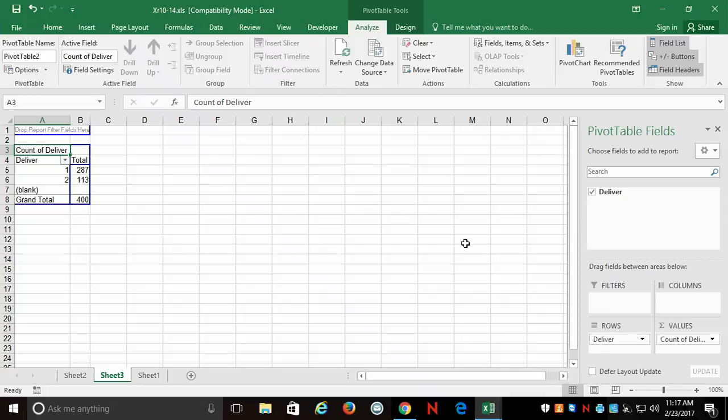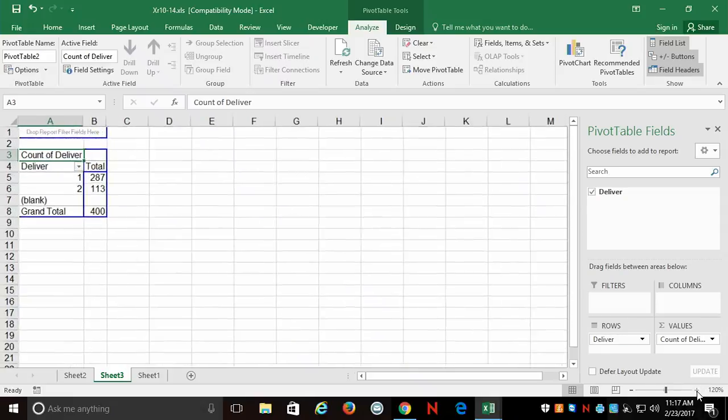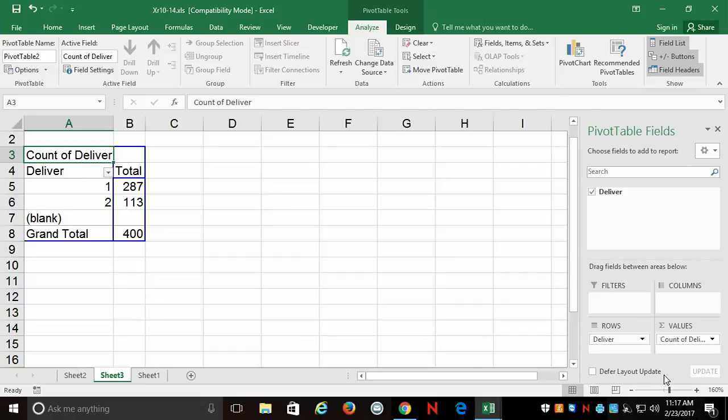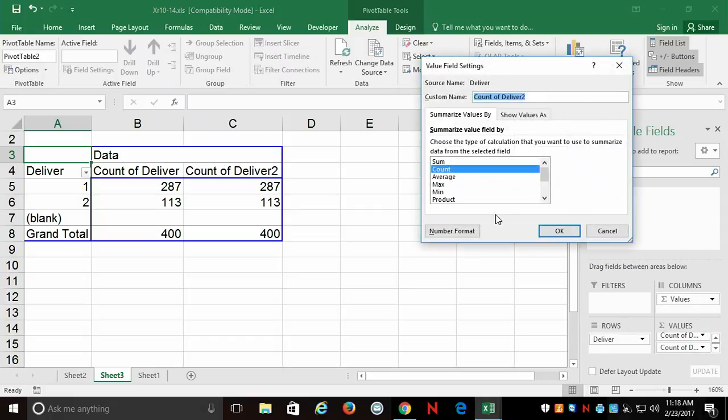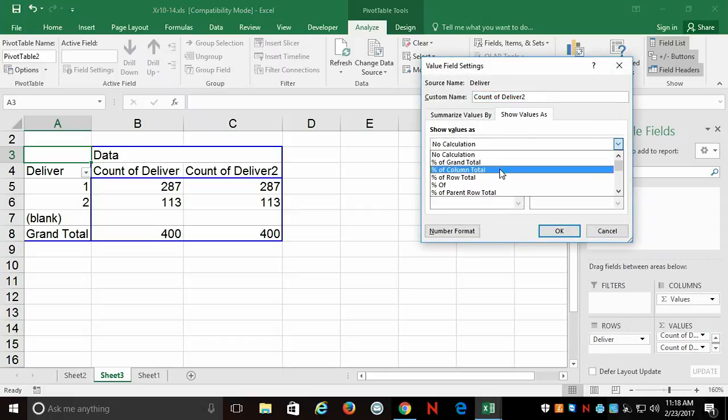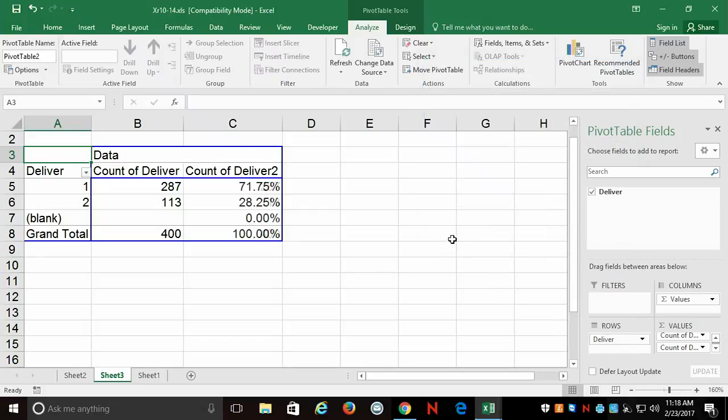And it tells us of the 400 I sampled, how many are getting my newspaper? Can you see that? One's no, two's yes. 113, okay? But that's not a percentage. I want to make it a percentage, so I'm going to drag delivery down here. Change it to value field settings, show values as percentage of grand total. And I know that 28.25% is what my sample proportion is.